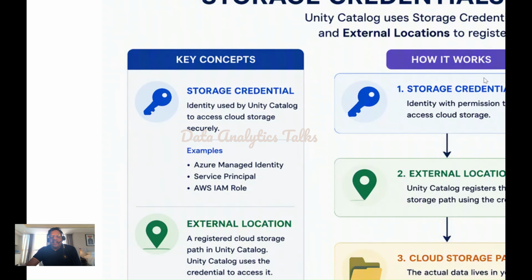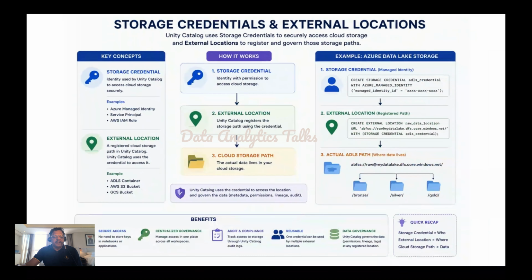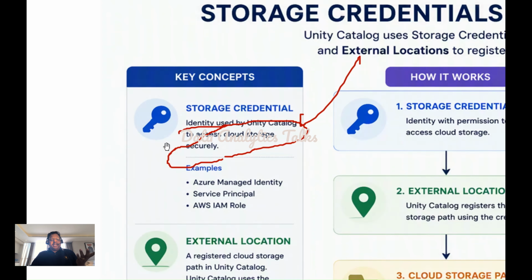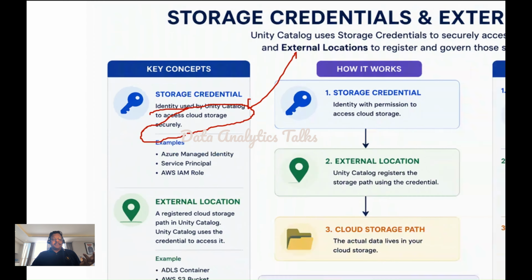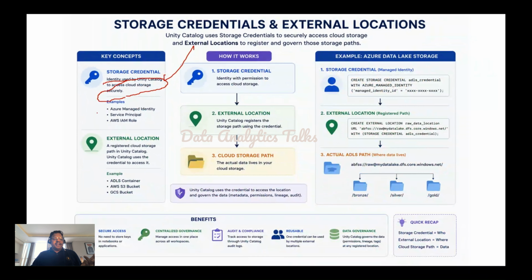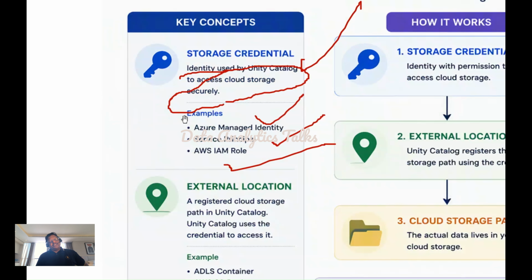The storage credential is the identity that Unity Catalog uses to access the cloud storage securely. This is very important to understand. So the storage credential is the identity used by the Unity Catalog to access the storage securely. This who can be an Azure managed identity, it can be a service principal, or it can be an IAM role. So that is about the storage credential.